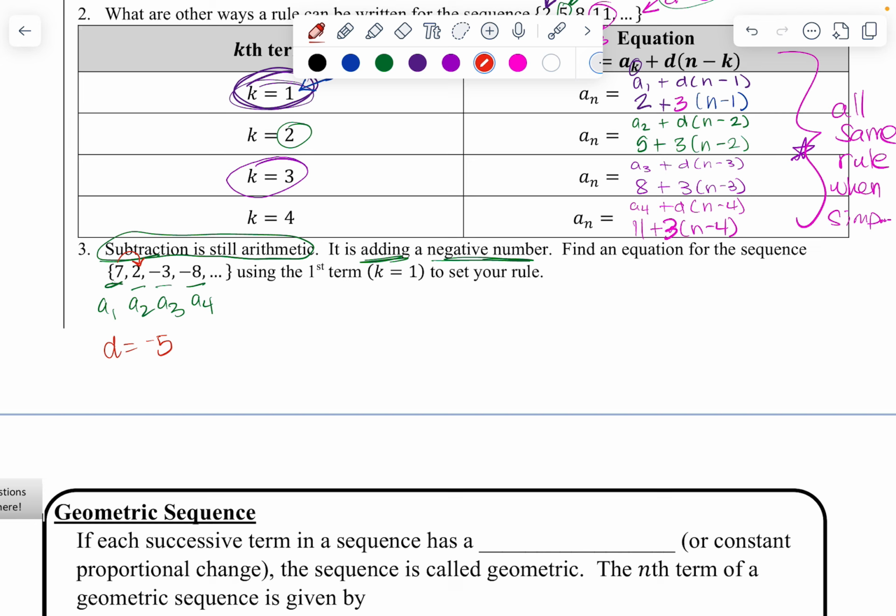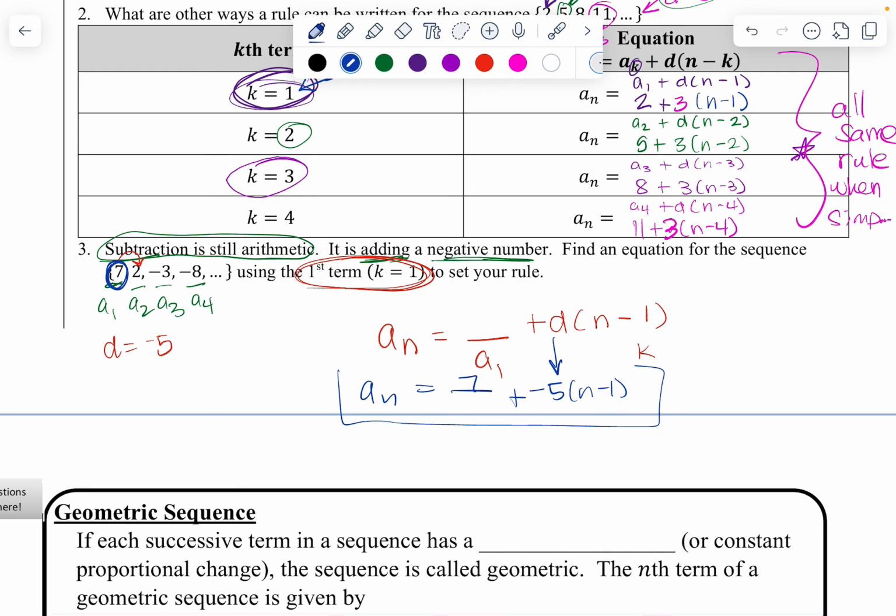Since I know it's a common difference of negative 5, we're going to use the first term, where k equals 1, to make the rule. The rule is going to be: any nth term equals the first term plus d times n minus 1, because that's your k. Well, d, we discovered, was negative 5, and the first term we already know is 7. So we say 7 plus negative 5 times n minus 1 is your nth term.